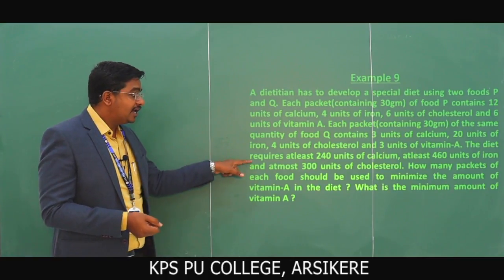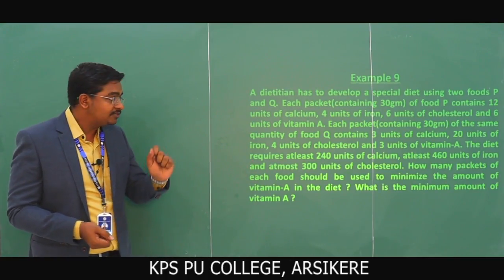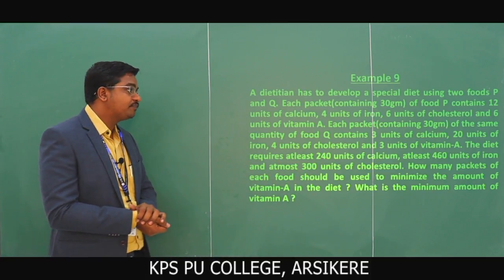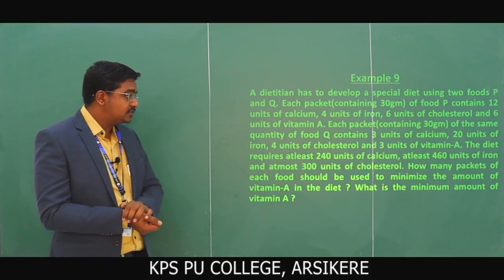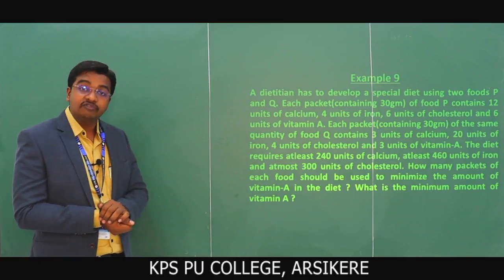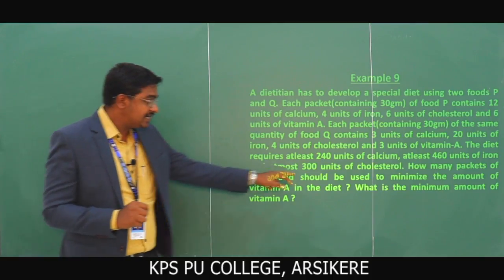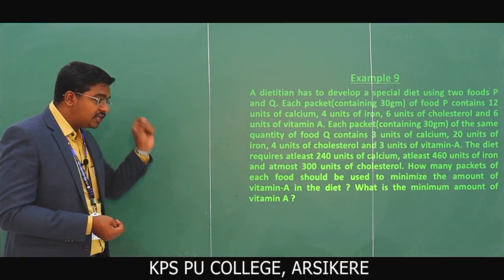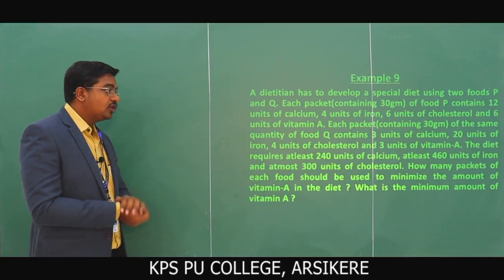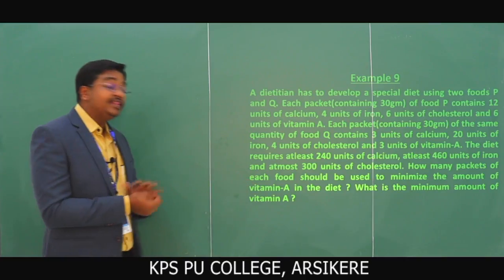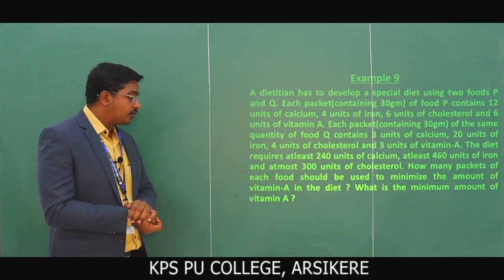The diet requires at least 240 units of calcium, at least 460 units of iron and at most 300 units of cholesterol. It means here it never exceeds 300 units of cholesterol. How many packets of each food should be used to minimize the amount of vitamin A in the diet? What is the minimum amount of vitamin A?